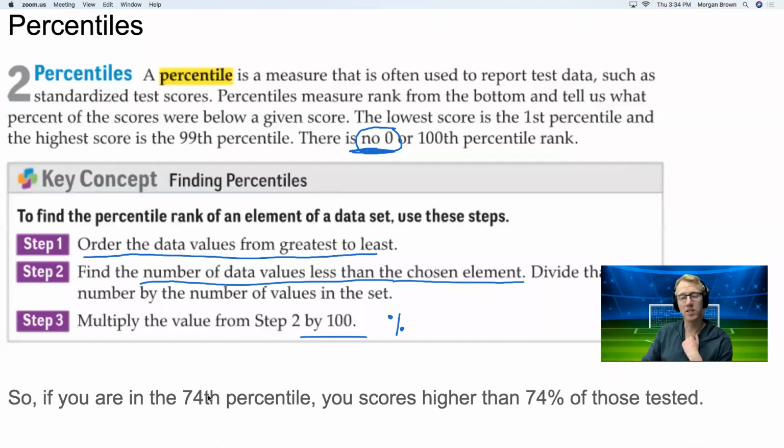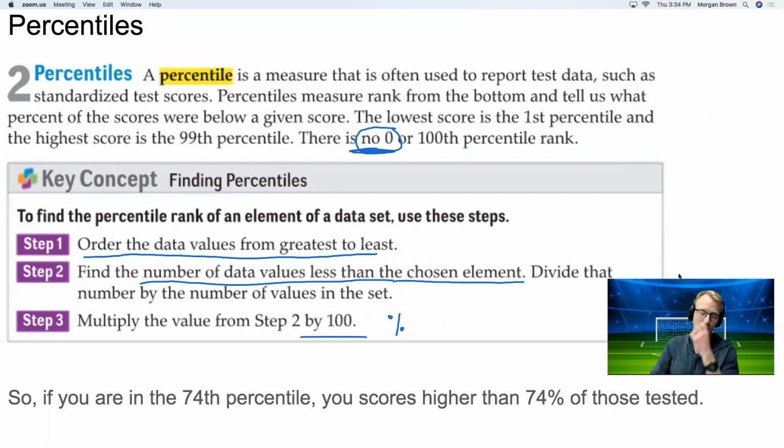So if you scored in the 74th percentile, what that means is you did better than or scored higher than 74% of the people that were taking whatever that test was. So the best score you can get is 99th percentile because that means you were better than 99% of all the people taking it. It seems like we're always rounding to the nearest whole number for these percentiles. You're not going to see, like, I was in the 73.2 percentile, even though you could theoretically do that if you had a big enough set of numbers.